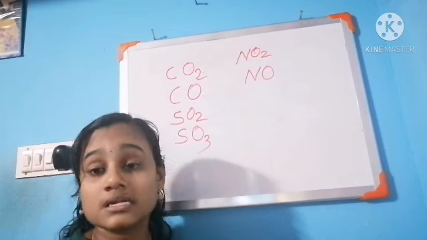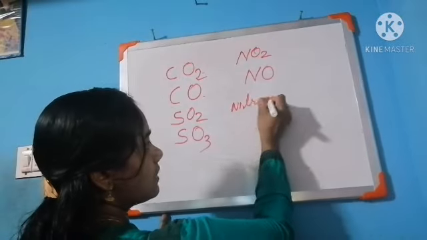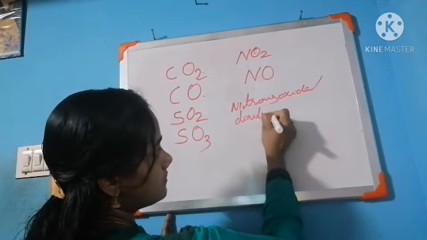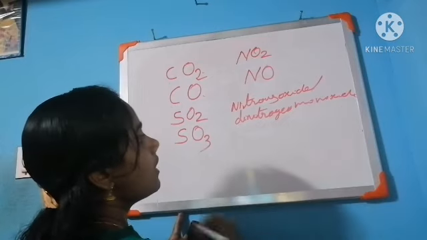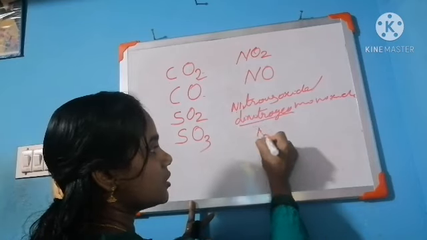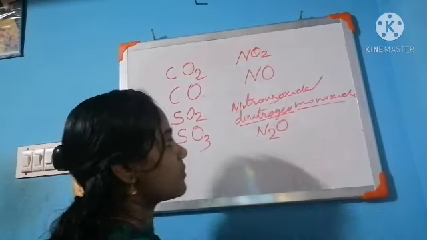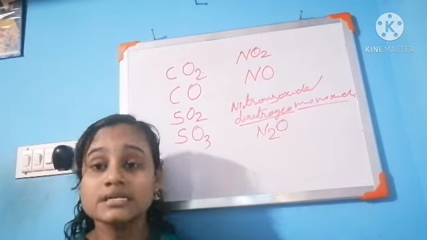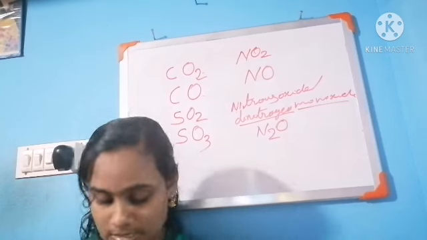Then next, nitrous oxide, or dinitrogen monoxide. Dinitrogen means how many nitrogens? 2 nitrogens, N2. Monoxide means one oxygen. So the formula of nitrous oxide is N2O. Nitric oxide means nitrogen monoxide, so its formula is NO. Is it clear now?